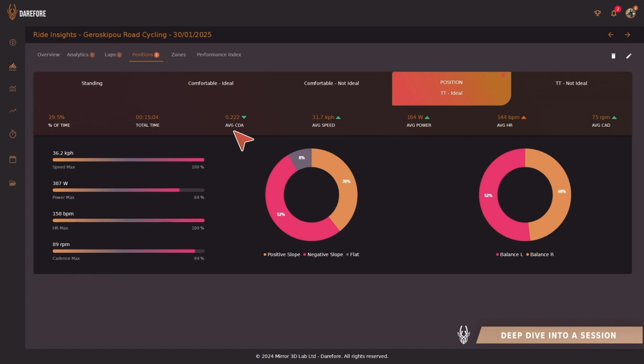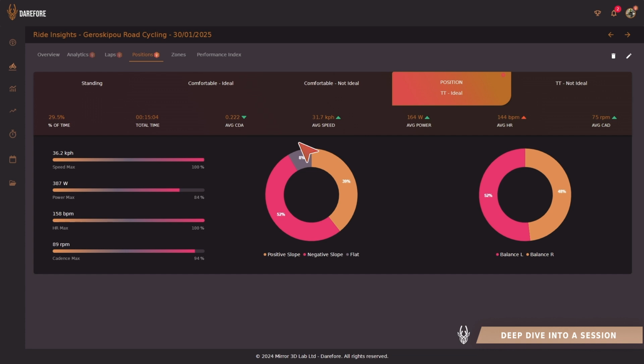Furthermore, the Positions tab shows the percentage of time spent in that position on positive slopes, negative slopes, and flat terrain. For the TT ideal position in this example, 39% of the time was spent on positive slopes, 52% on negative slopes, and 8% on flat terrain. This information can help you understand how your position choice affects your performance on different types of terrain.